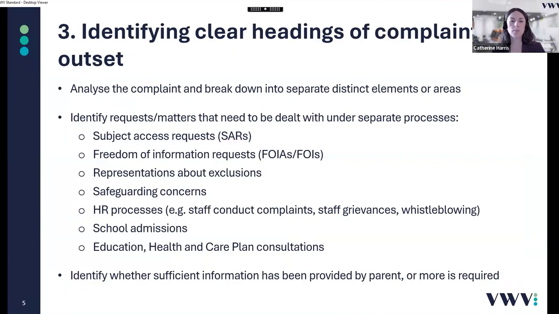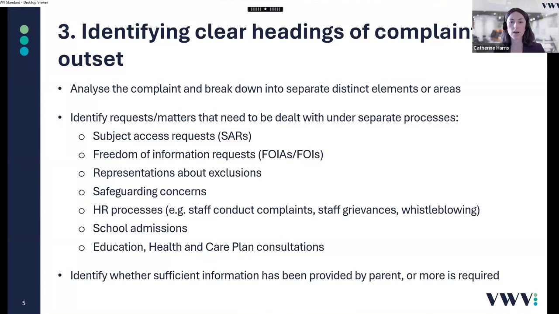So we're now going to look at your first steps and what you should be thinking about and doing when you first receive a complaint. And at the outset of a complaint, it's really important that you analyse the matters raised in the parents' communications and break these down into separate, distinct elements or areas. That's because it's important to identify, first of all, what someone is complaining about, and then secondly, whether the thing that they're complaining about is something that would fall inside or outside the scope of the school's complaints process.